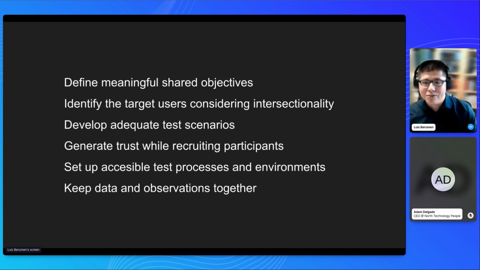Another part is generate trust. You know, trust is everything. So most of the time, we only reach our users when we want their information, and this is not exactly the best way to build a relationship, right? Set up accessible test processes and environments. This is obviously very important. And keep data and observations together.